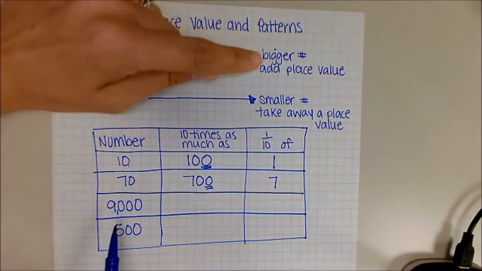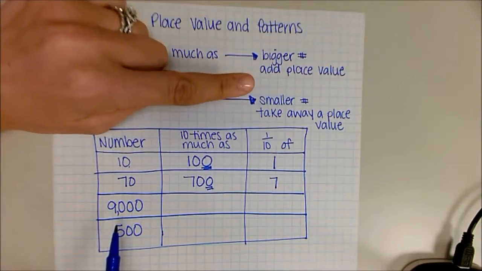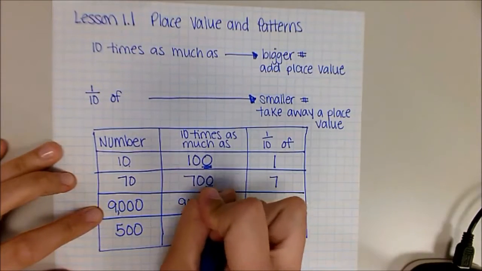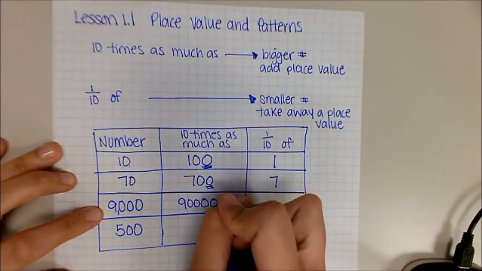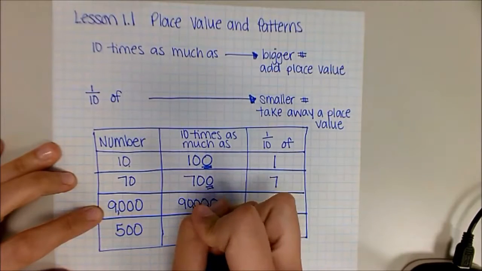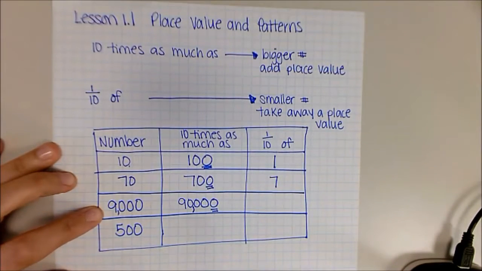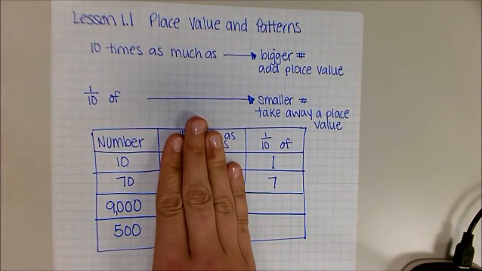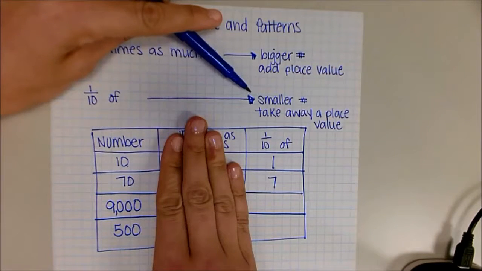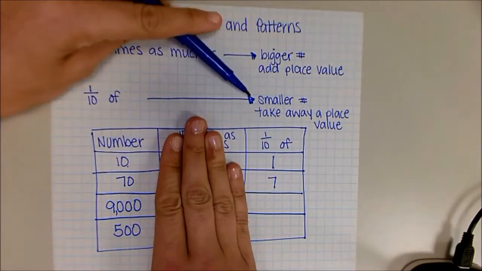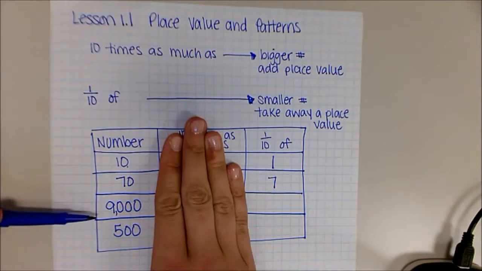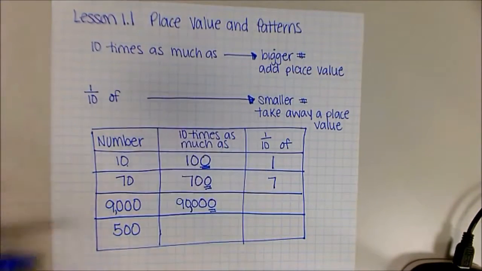Now, for the number 9,000, what number is 10 times as much as 9,000? Well, that means I'm looking for a bigger number, so I need to add a place value. So I start with the regular number 9,000, and then I add 1 place value onto that. So that becomes 90,000. Now, if I say what number is 1/10 of 9,000, I'm going to forget about this middle column, and I'm going to remember that 1/10 of means that I'm looking for a smaller number. So I'm taking away a place value.